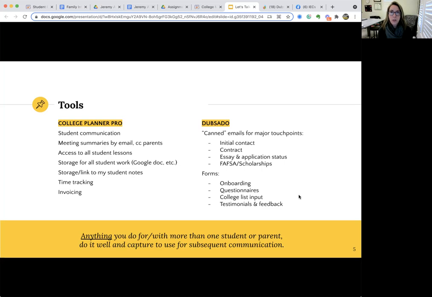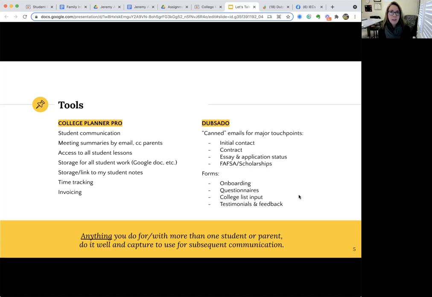That on its own is probably worth the cost of having my students associated with it and have a portal account with it. I use it for student communication. The conversation function is essentially texting, and my students love to text, so that's awesome. I use it for meeting summaries by email, and I use that to copy the parents. It keeps them in the loop, but it keeps them at arm's length, and it also teaches students that we're going to start communicating by email, but it's mostly for the parents.